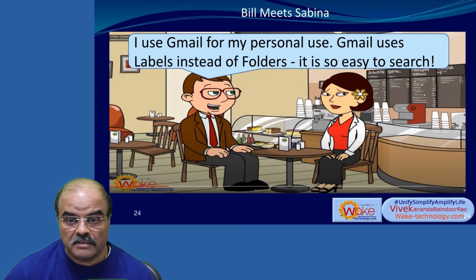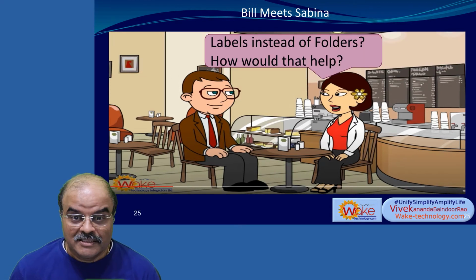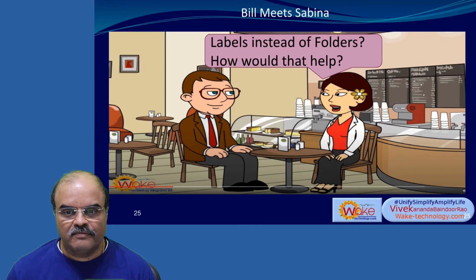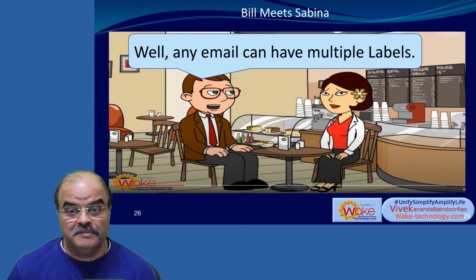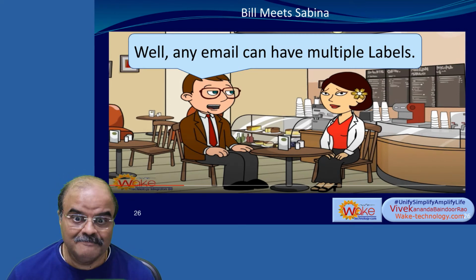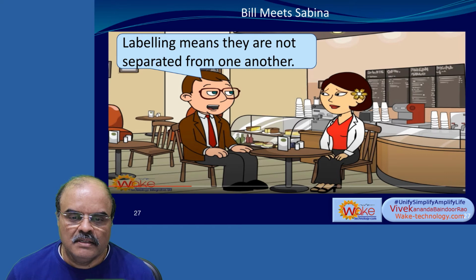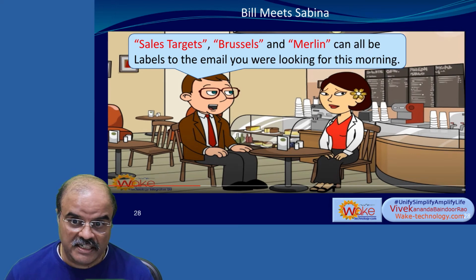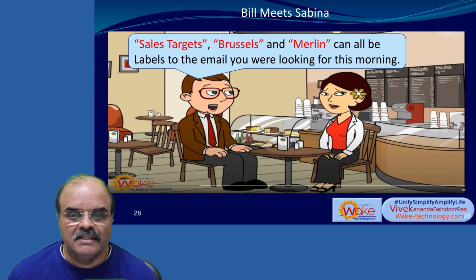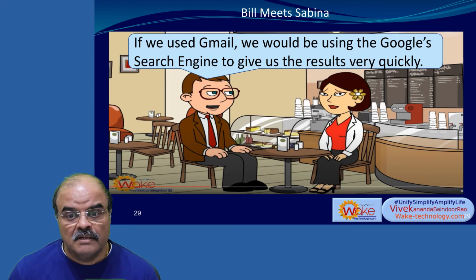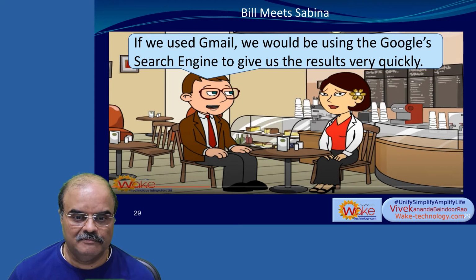Gmail uses labels instead of folders. It is so easy to search." Sabina asks, "Labels instead of folders? How would that help?" Bill replies, "Well, any email can have multiple labels. Labeling means they are not separated from one another. Sales targets, Brussels, and Merlin can all be labels to the email you were looking for this morning. If we used Gmail, we would be using the Google's search engine to give us the results very quickly."